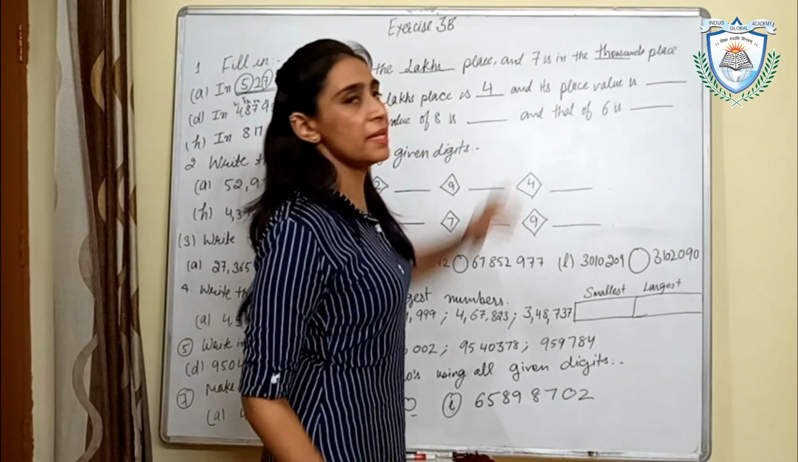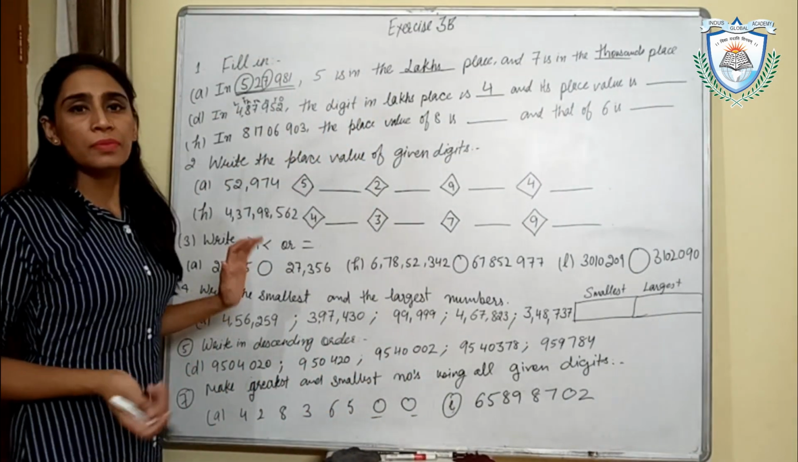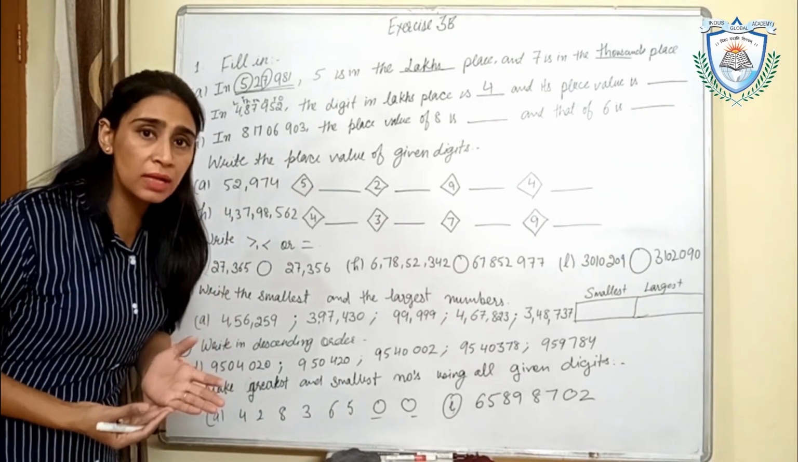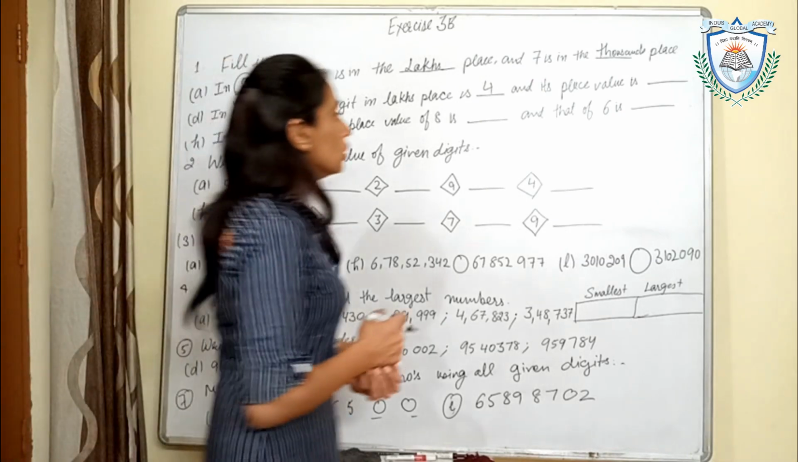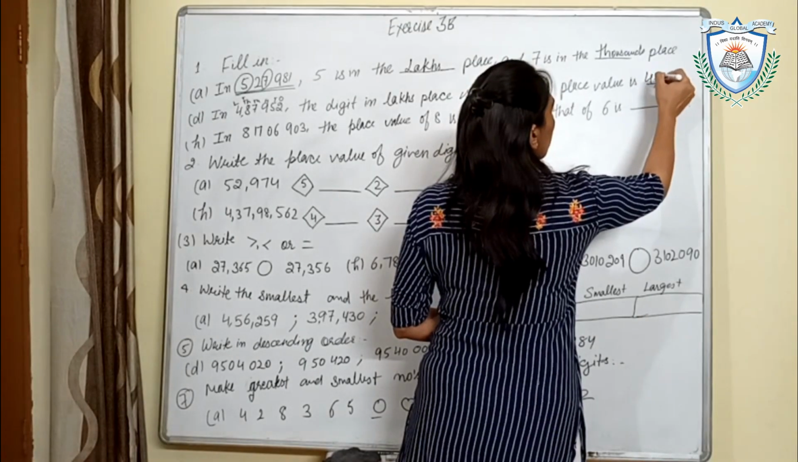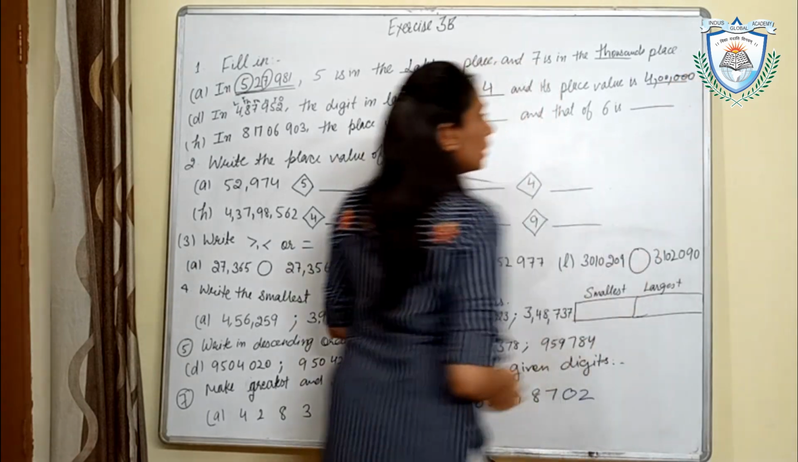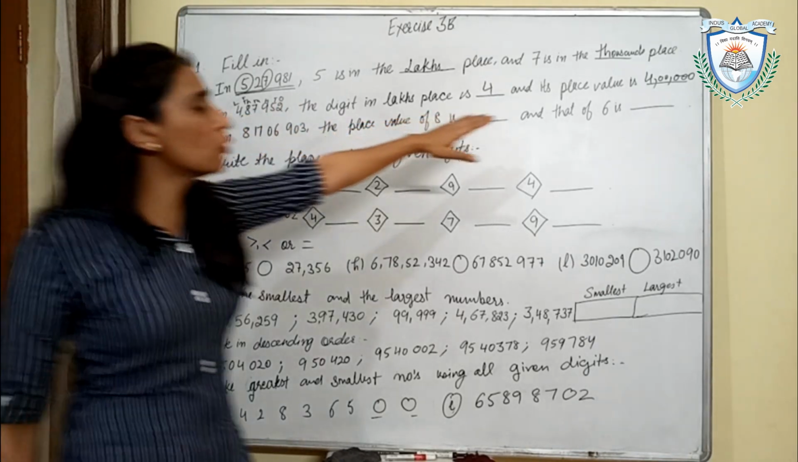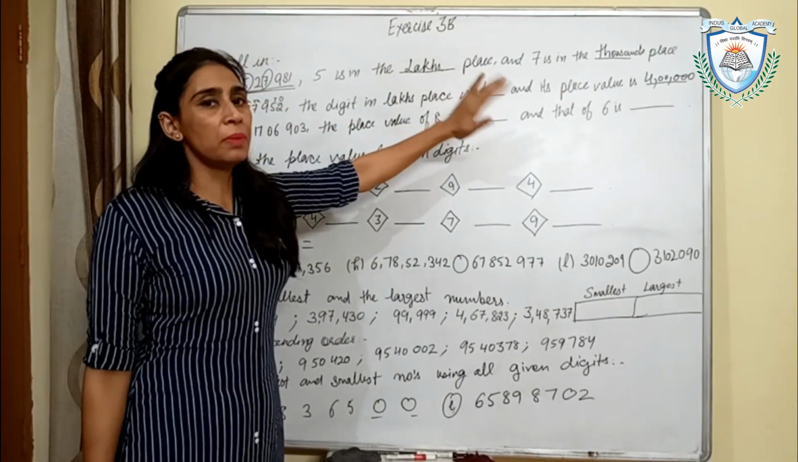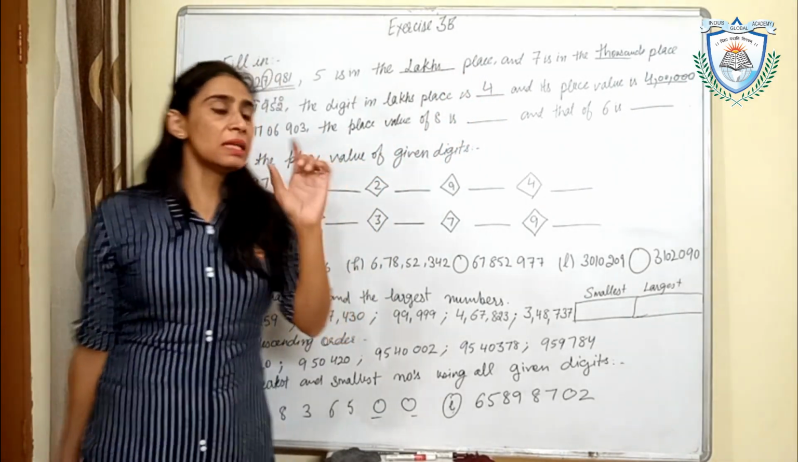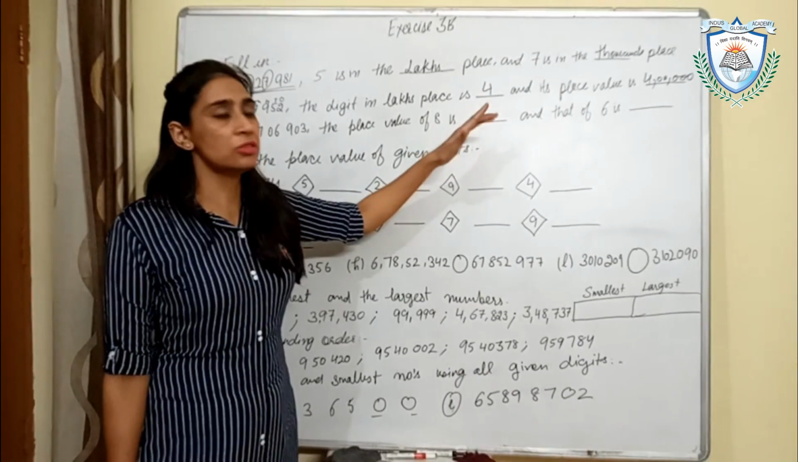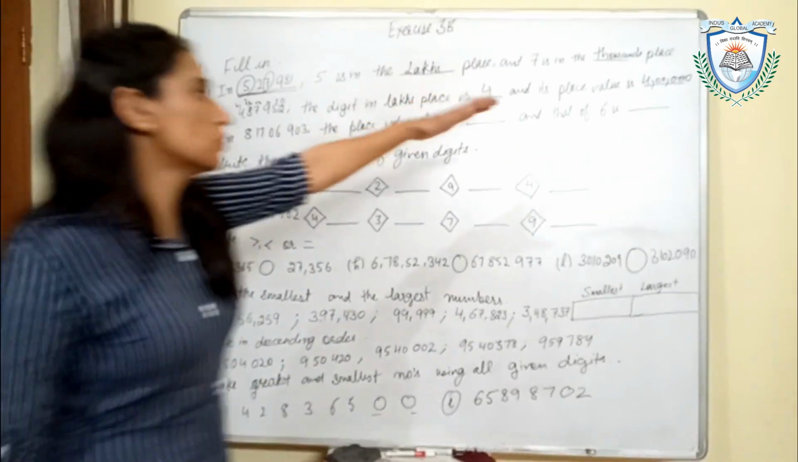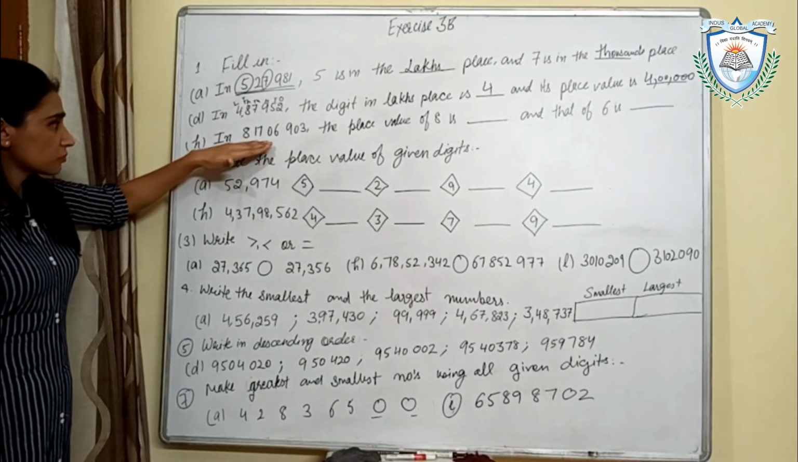Next is its place value. If the digit at the lakhs place is 4, what will be the place value? 4 into 1 lakh, that means 4 lakh. So the place value of that will be 4 lakh, because when we find the place value, we multiply the digit and the place of that digit. The place is lakh and the digit is 4, so the answer is 4 lakh.